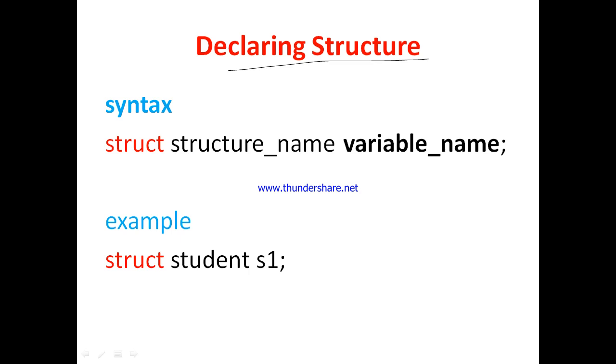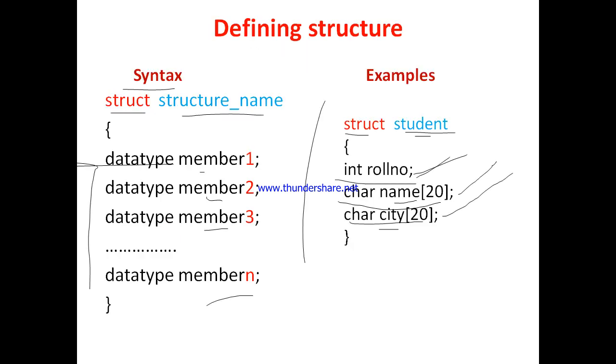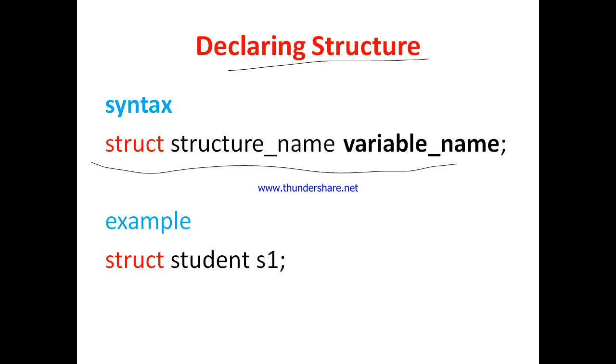Now let us see how to declare the structure. After defining the structure, we can declare it. For declaring the structure, the syntax is struct, structure name, variable name. If we have defined the structure student, then we have to define its variable. In this example, struct is the keyword, student is the structure name, and s1 is the structure variable. This is the declaration of the structure.